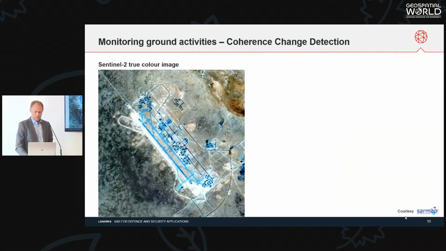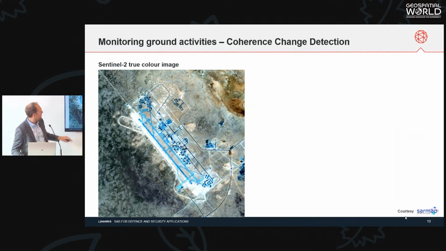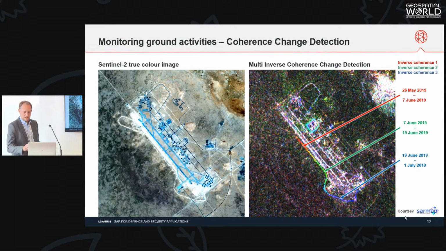Another example, we're now back in Libya. This is an airport tracked with Sentinel-2 imagery. And it's difficult to see what's happening here. And this is an airport that's defunct since 2011. Now, when we monitor that airport, these installations are monitored continuously. We can actually see that in 2019, the fence perimeter is being constructed. The red was in May, green was in June, and blue was in July.